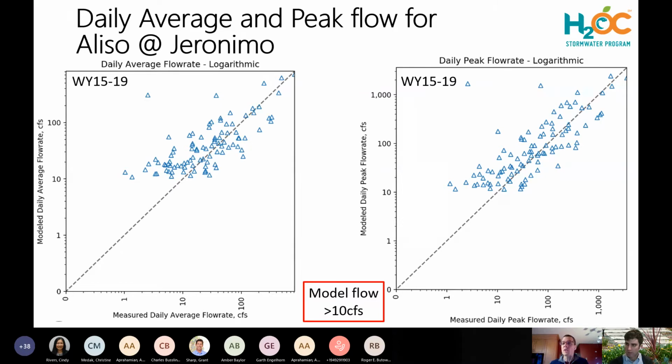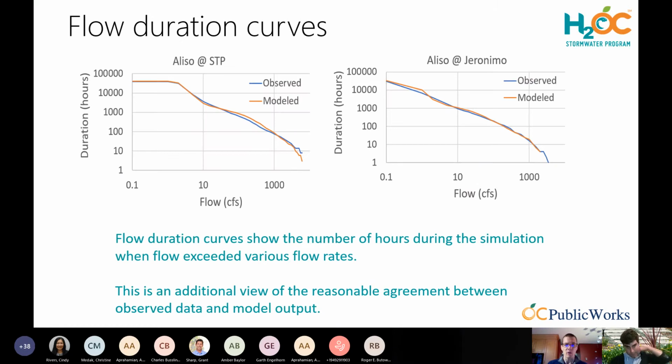And I should say the representation of storms in the model is dependent on the rain gauge information, and there's not a rain gauge exactly at Geronimo Road. It's a little ways away in the model. So if a storm cell does or does not pass over this area, that can lead to a point that falls off of the dashed 1-to-1 line here. The take-home message is that the cloud is centered on the 1-to-1 line. We're not over-predicting or under-predicting some of the higher flows at Geronimo Road.